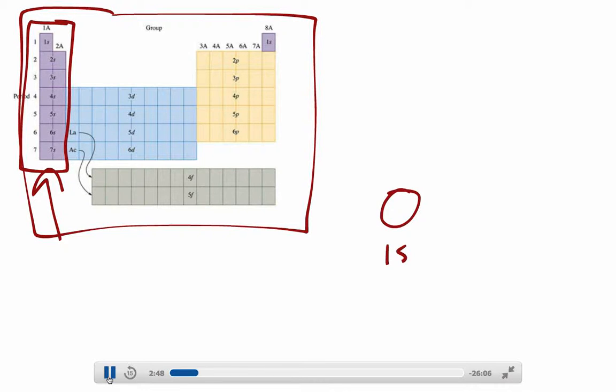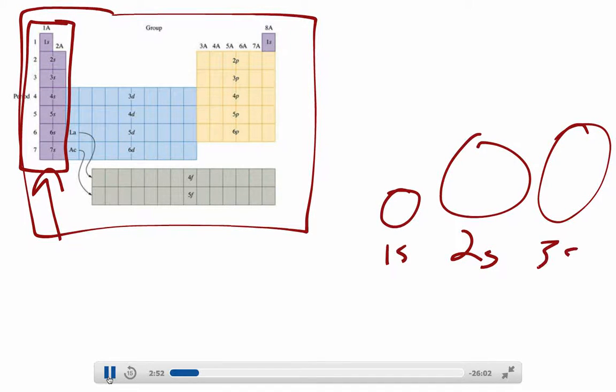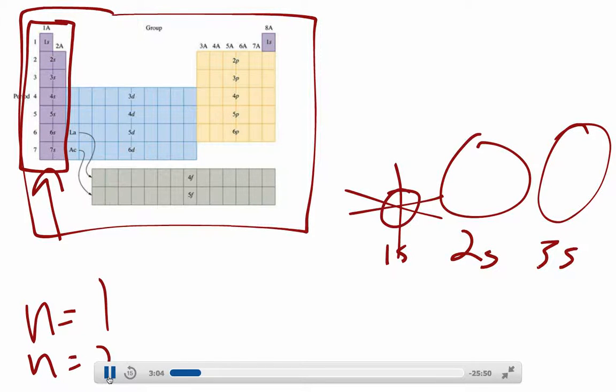And again, remember, they're all the same shape. The only difference between a 1s and a 2s is 2s is just going to be a bigger sphere. 3s is going to be further out, but they're all sphere-shaped. And again, there's only one orientation of a sphere. So again, if we go through our quantum numbers just quickly, so n equals 1 we'll take, but again, this could be n equals 2 or 3 or 4 or 5 or 6 or 7, because each energy level starts with an S shape.